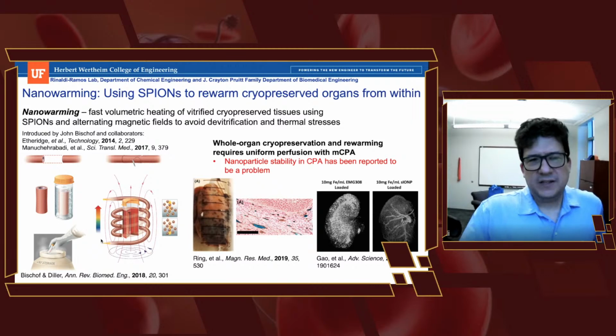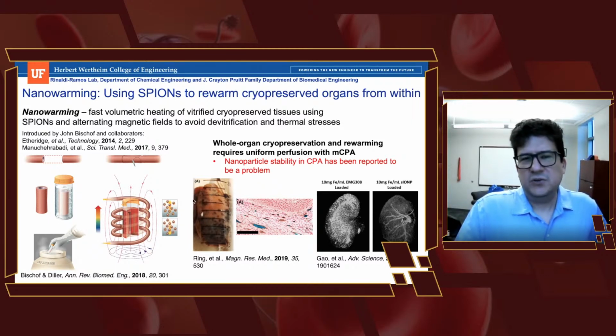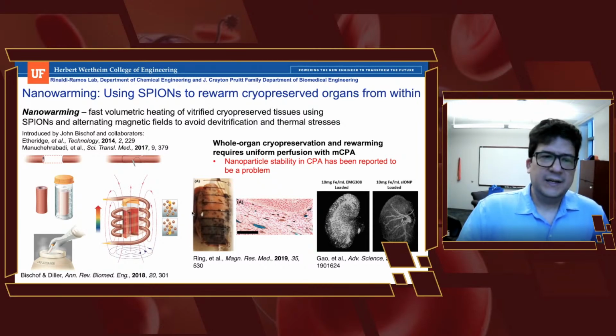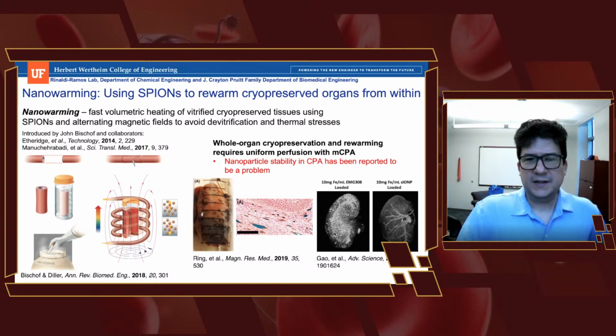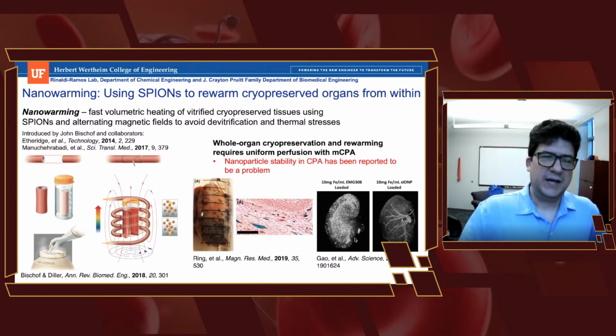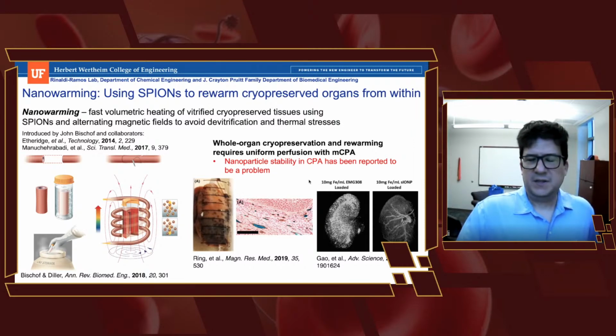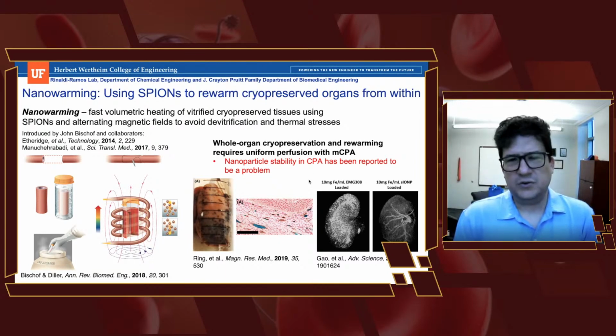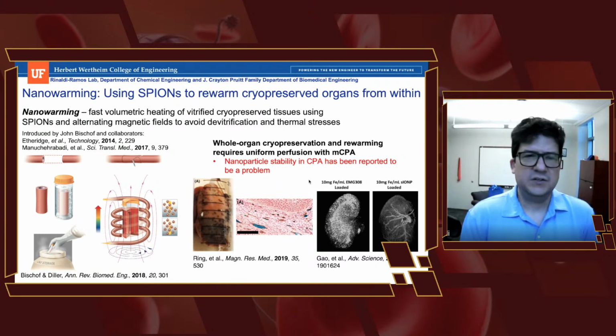Now, for this to be effective in whole organs, we need to achieve uniform perfusion of the nanoparticles throughout the organ. And I would argue that nanoparticle stability in these cryopreservation agent solutions has been a problem in the past, and these are some examples from published work. This shows a very spotty distribution of particles in an organ, and here again we see the same using imaging modalities. It's a new technology, and obviously formulating particles that are suitable for this is going to be a challenge.